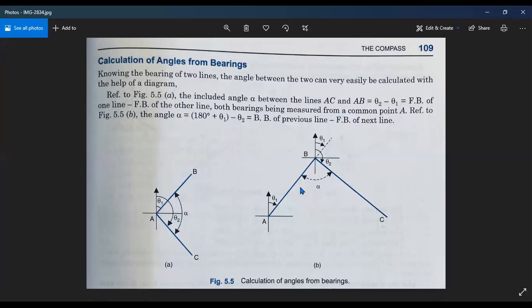Once you go on measuring the bearings of the lines along the geometrical figure, you have to apply this. That is back bearing of the previous line minus fore bearing of the next line. 180 degrees plus theta 1 means back bearing of line AB. Back bearing of previous line minus fore bearing of the next line, if you do, you will get the included angle here. Okay.